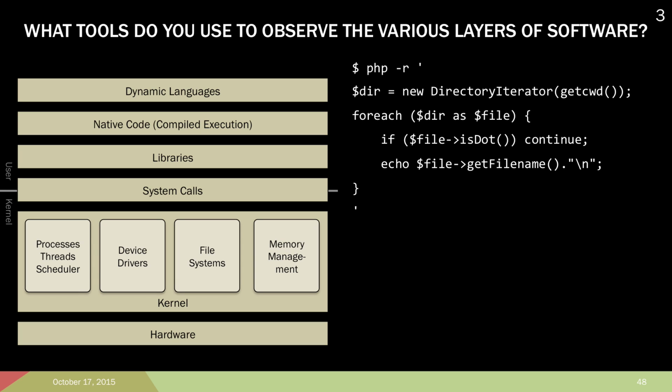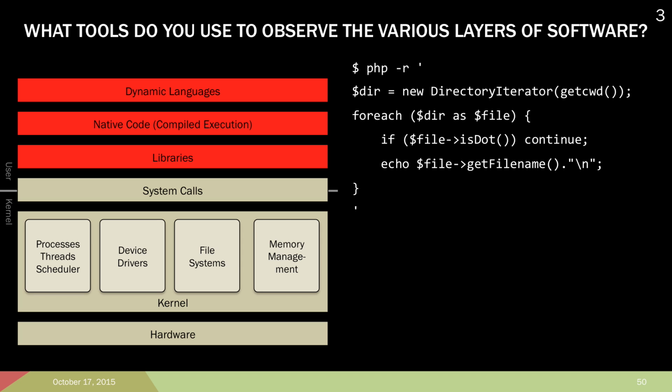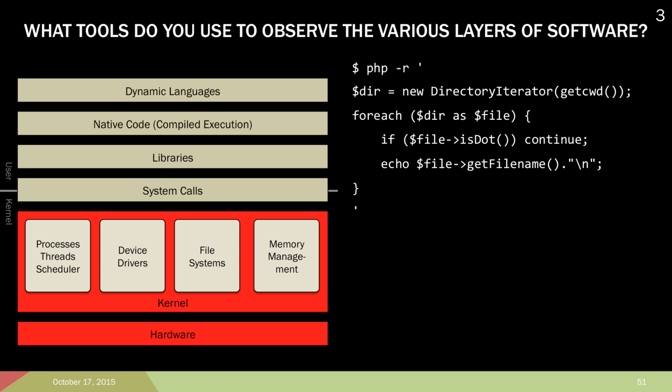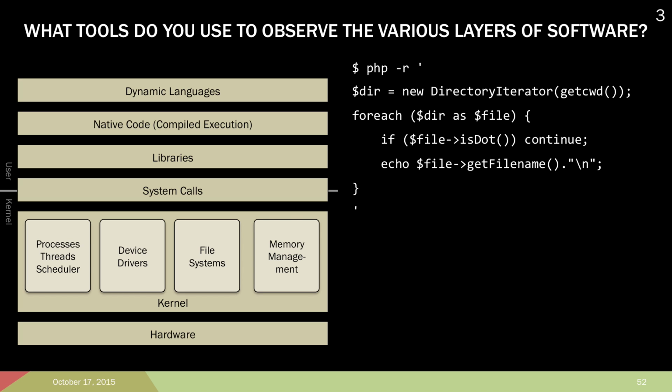On the left, we have the simple model of an operating system. If you didn't know, system calls are the mechanism through which user-land software accesses hardware functionality via the kernel. On the right, we have a short PHP script. This script gets the current directory and creates an iterator for it, and then prints out the list of files and directories inside. So if we were running the script from our home directory, we might see something like this.